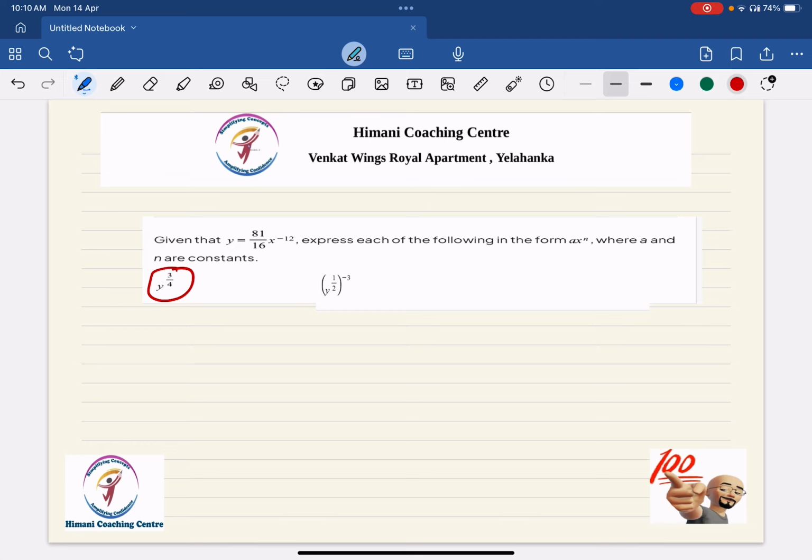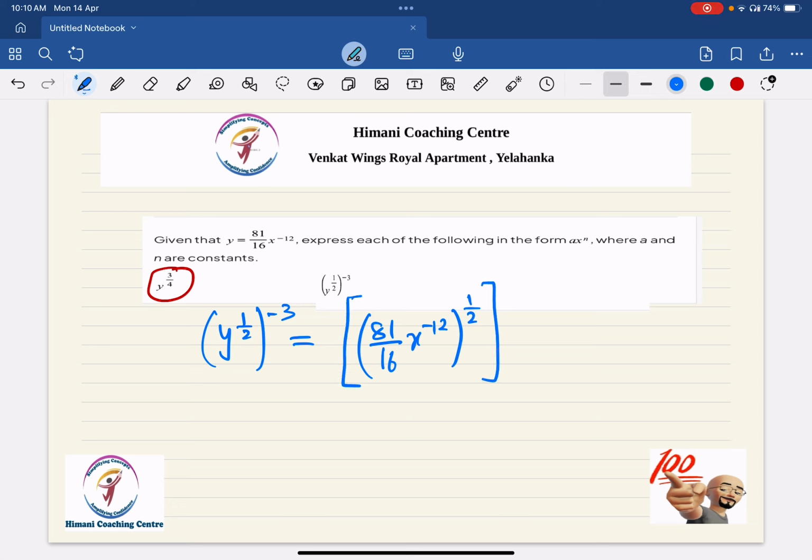Now, when we are solving y to the power half to the power minus 3, first let us solve the bracket. So when I do y to the power half, what does that mean? It simply means 81 by 16 x to the power minus 12 whole to the power half, and we have a power of minus 3.